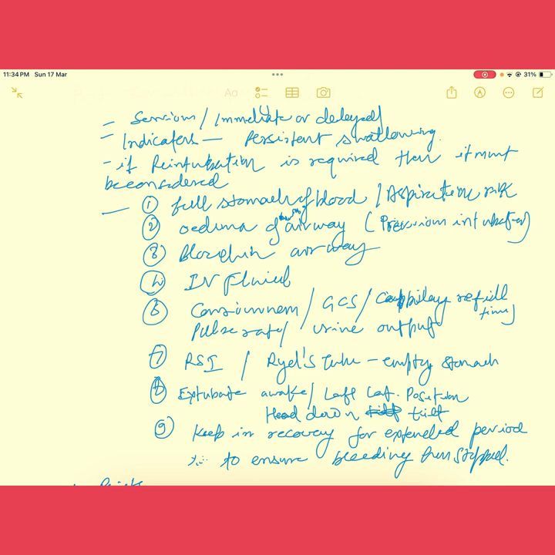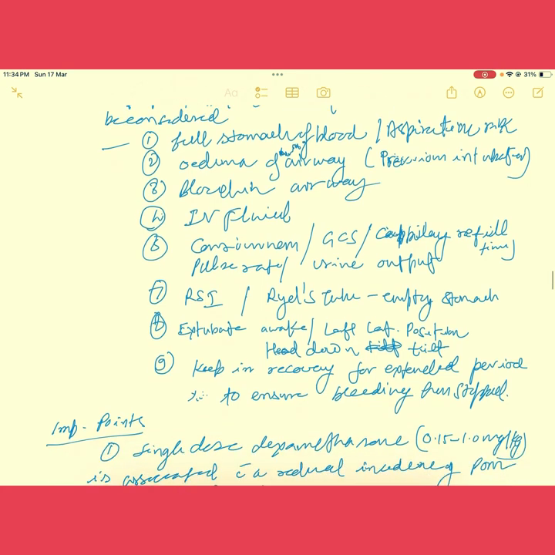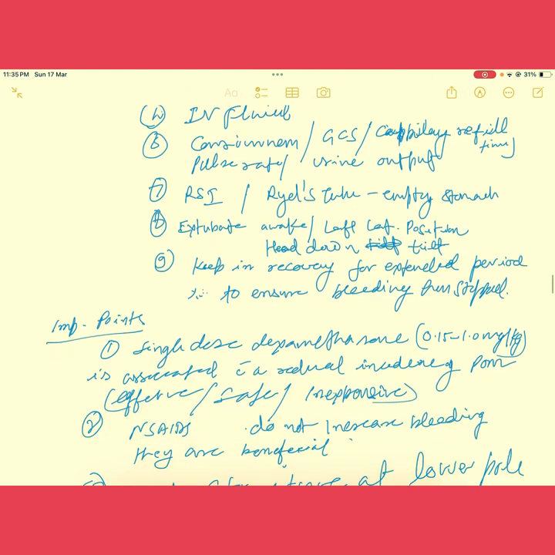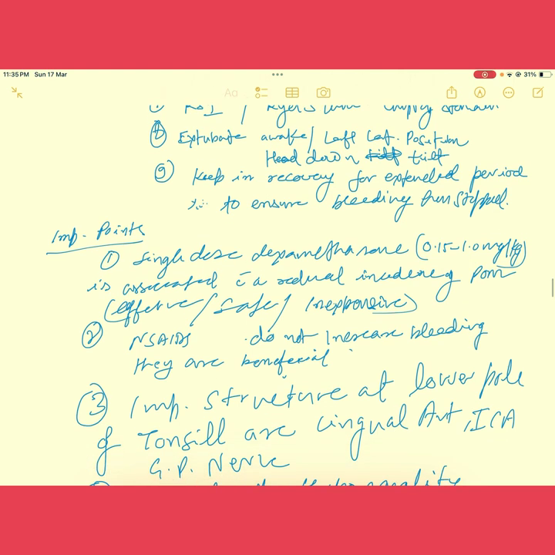IV fluid is needed to rehydrate in case of hypovolemia and hypovolemic shock. Consciousness, GCS, capillary refill time, pulse rate and urine output should be assessed. RSI, rapid sequence intubation, is done, and a Ryle's tube is needed to empty the stomach. We plan to extubate awake when protective airway reflexes are present, with head down tilt. Keep in the recovery position for an extended period to ensure safety from bleeding.